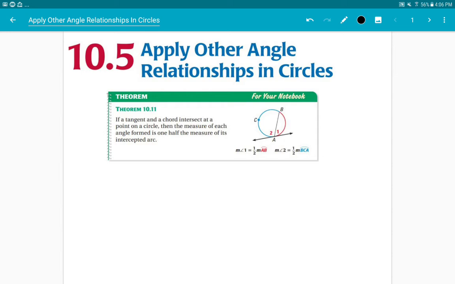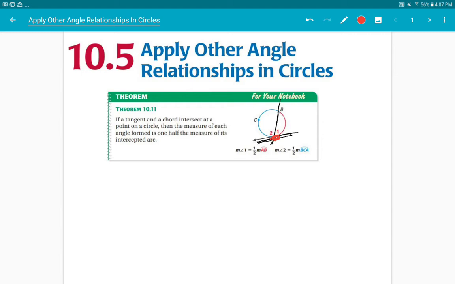All right, so what you need to understand here is that the angle we're looking for is created by this chord with this tangent. Okay, so notice that there's two angles formed. You have the angle on the right hand side, which is labeled number 1, and you have the angle on the left hand side, which is labeled number 2. The vertex of the angle is on the circle just like an inscribed angle.